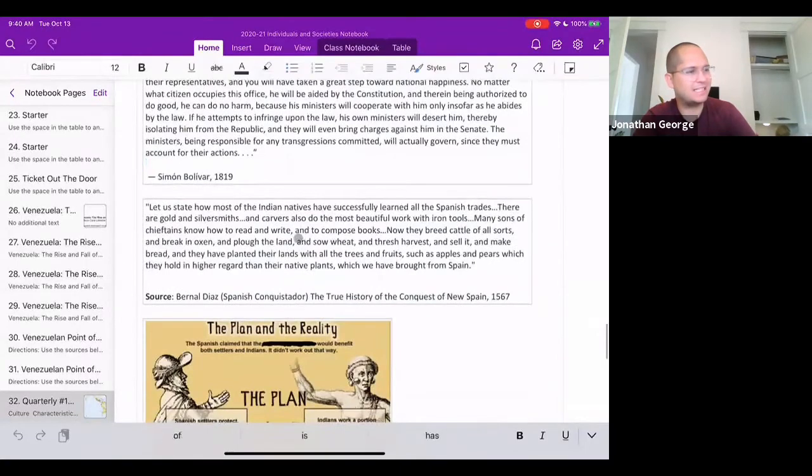Take a look here. Same thing. This person is a Spanish conquistador. What does that mean? Diaz is a conquistador. What does that mean? Put it in the chat. Conquistadors is going back to vocab. There's Spanish what? Remember?